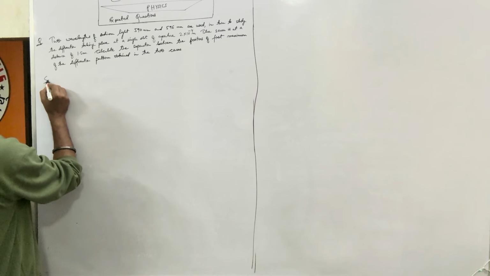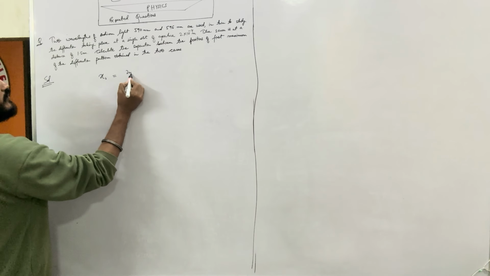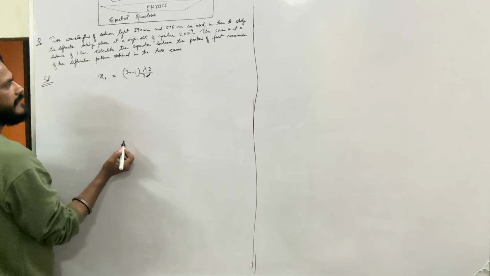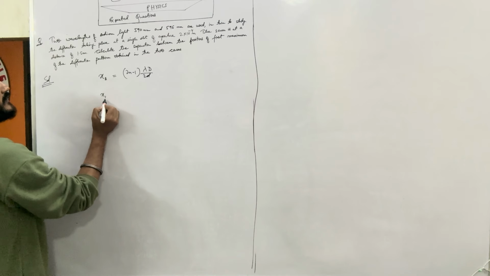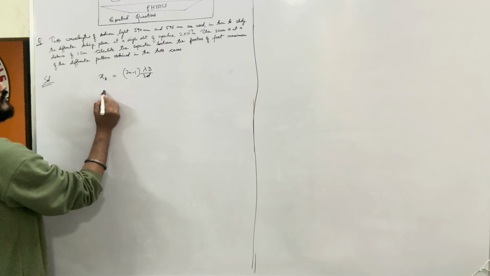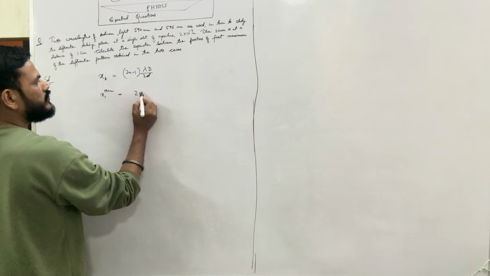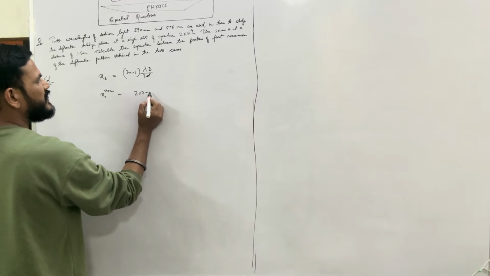Now the distance of the first maximum is given by (2n minus 1) lambda D by 2d. So in the first case, x1 for 590 nanometer is given by 2 into 2 minus 1.